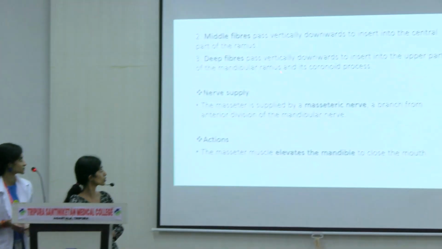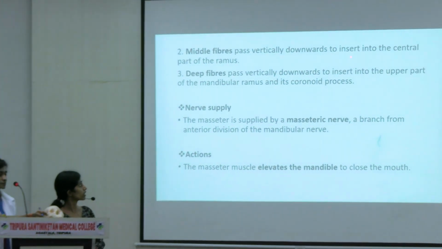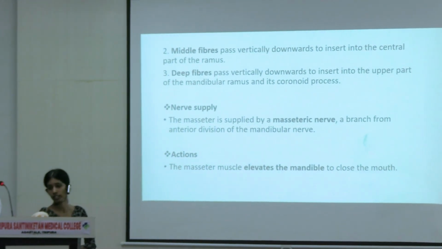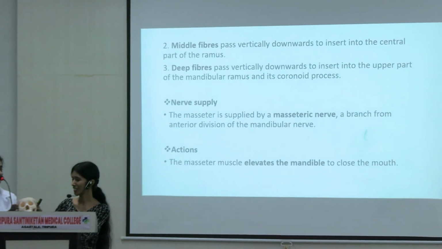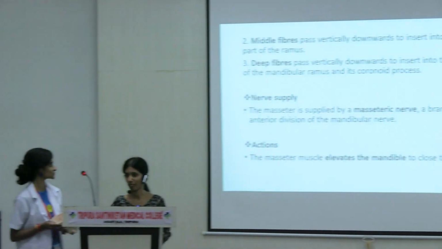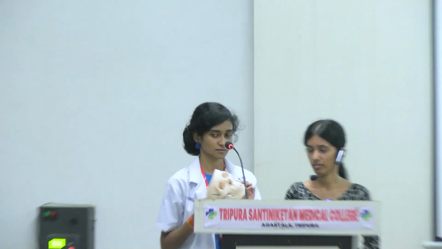Next we have middle fibers. The middle fibers pass vertically downwards and it will insert into the central part of the ramus. You can show the central part of the ramus. Yes. You just lift it up if possible. So that is the central part of your ramus where your middle fibers of the masseter muscles are inserted.